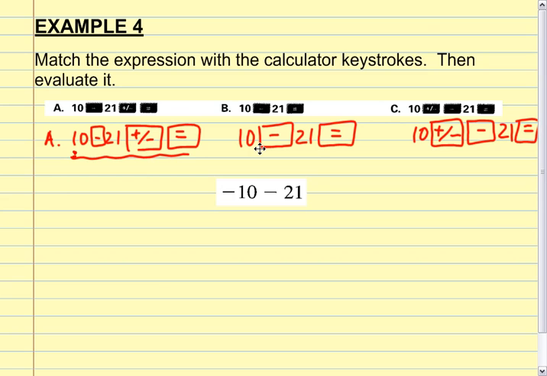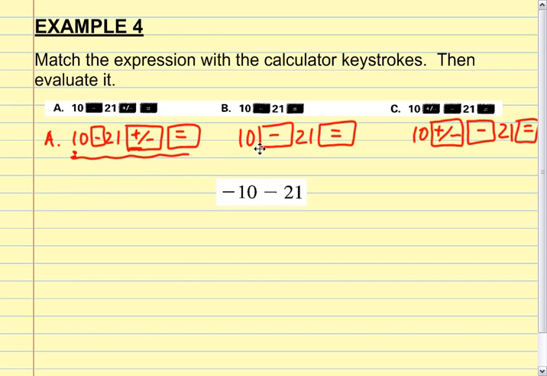Pace? Well, it would look like 10 minus negative 21. You see, because this button back here makes the 21 negative. And it equals something. Is that the same as this one? No. So it's definitely not A.